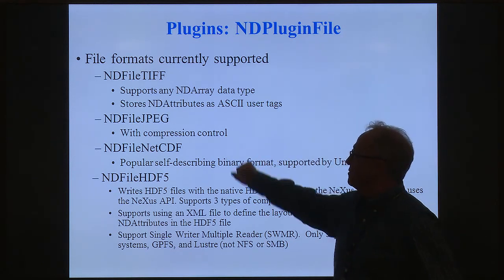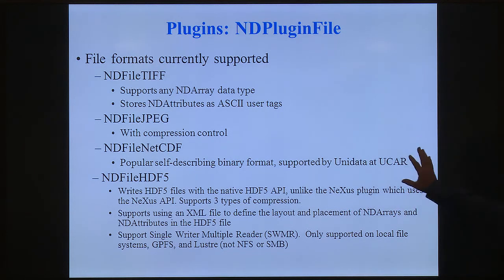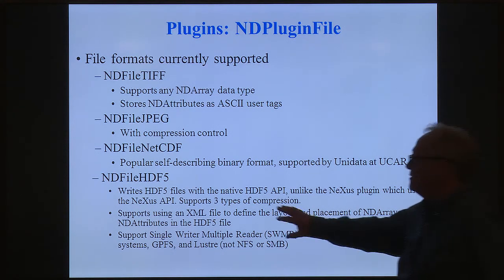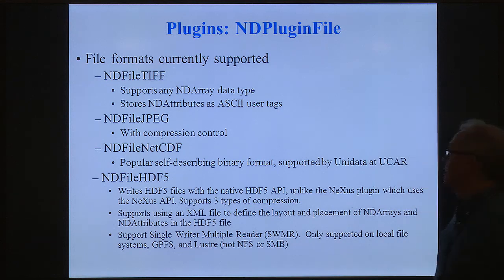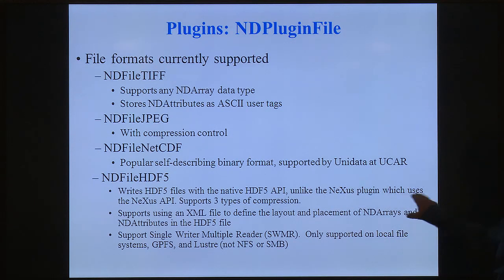There's a JPEG plugin with compression control, and a NetCDF plugin. NetCDF is a popular self-describing binary format supported by the group at the University Corporation for Atmospheric Research in Boulder. And then there's an HDF5 plugin, which writes files with the native HDF5 API, unlike the Nexus plugin that I'll mention on the next screen, which uses a different API. They both write HDF5 files, but through a different API.